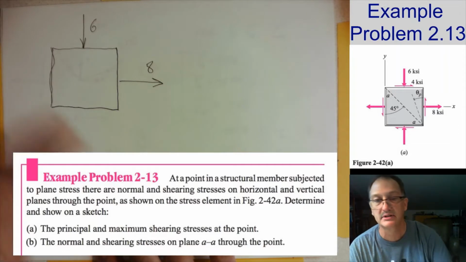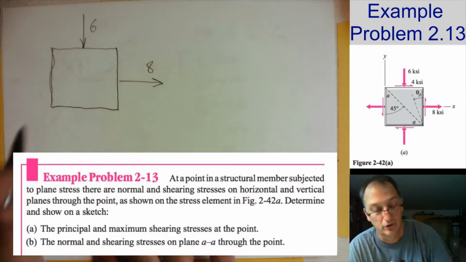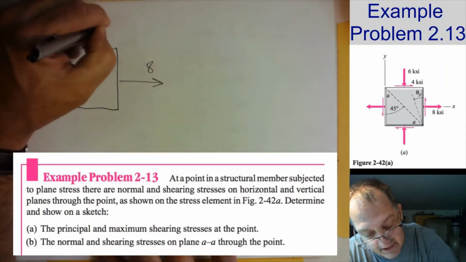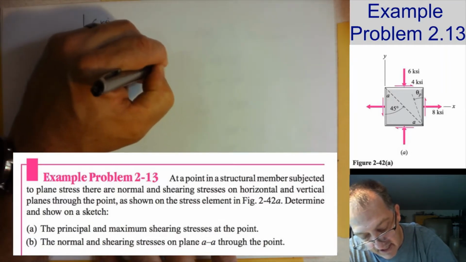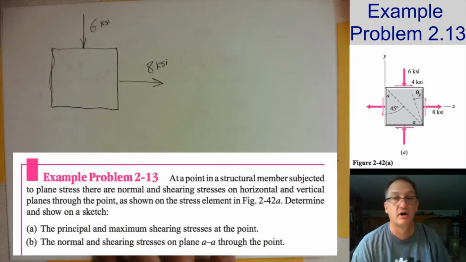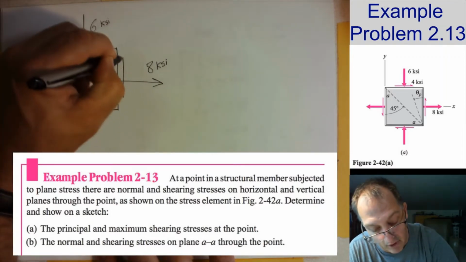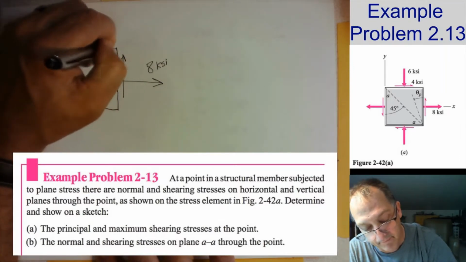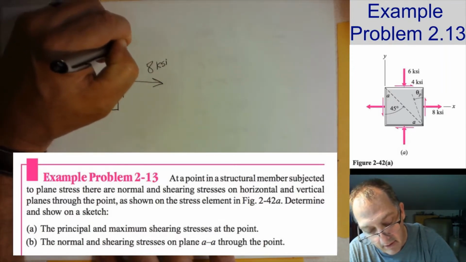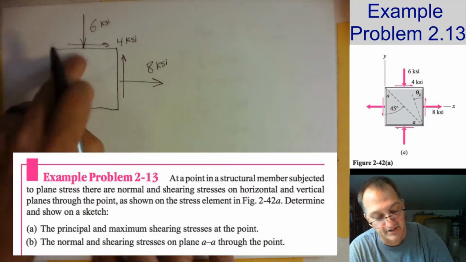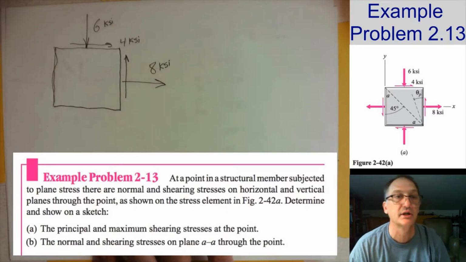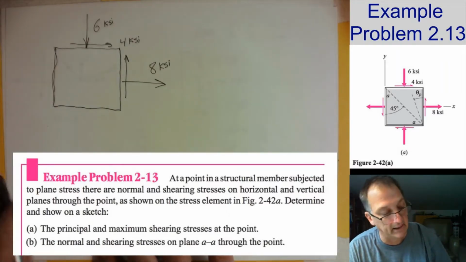I put units on and I put units off. These are all in units of stress. So we can put 6 KSI and 8 KSI, or we could leave it off. But I also have a shear stress of 4 KSI. 6 KSI compression, 8 KSI in tension, and you know I like writing that stuff down.